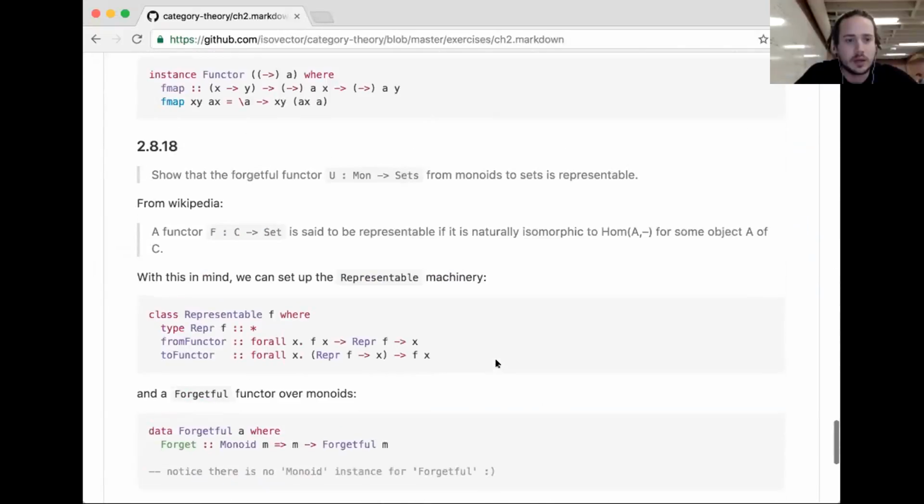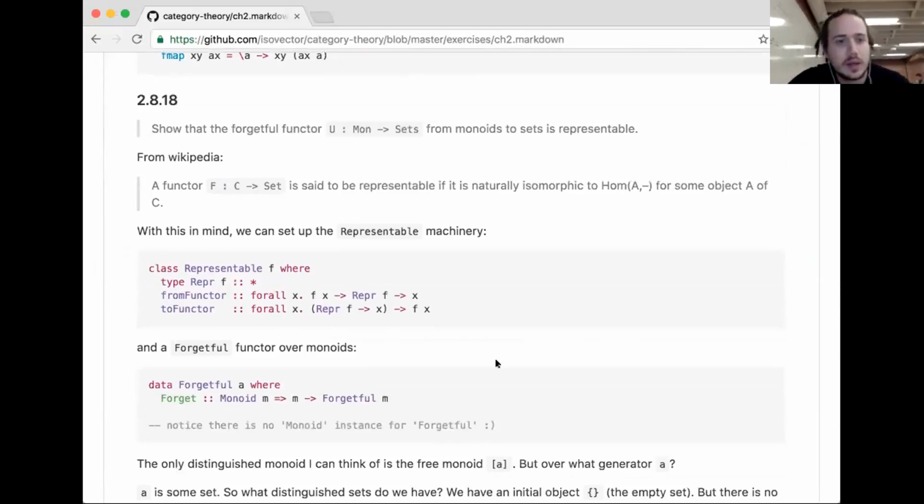So at the bottom here, 28.18. I want to show that there's some forgetful functor from monoid sets. I don't know how right this is, but I came up with the right representation apparently, so that's a good sign. I was wondering what a representable functor is. We want some natural isomorphism between the Hom set of the reader and some object A and C. So I built this representable machinery, where I've got some type which is my representation, and these natural transformations from my functor X to this reader Hom set. If I can go both ways, then I have something representable.